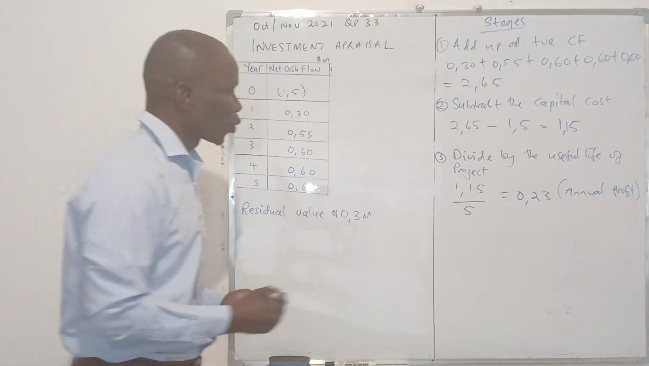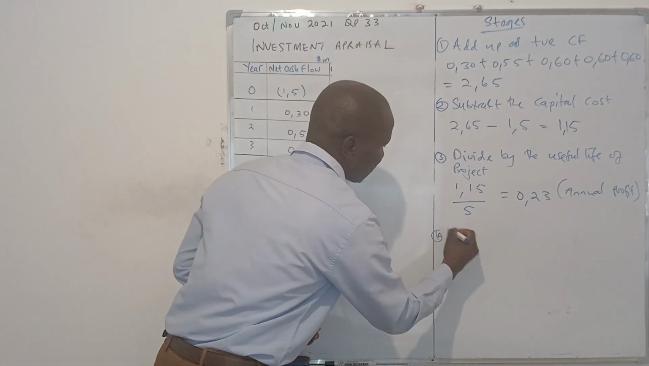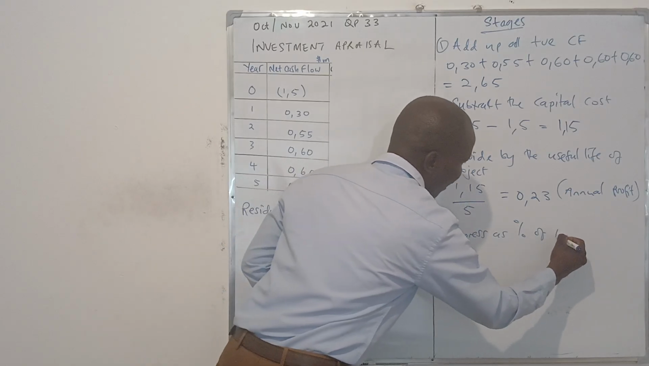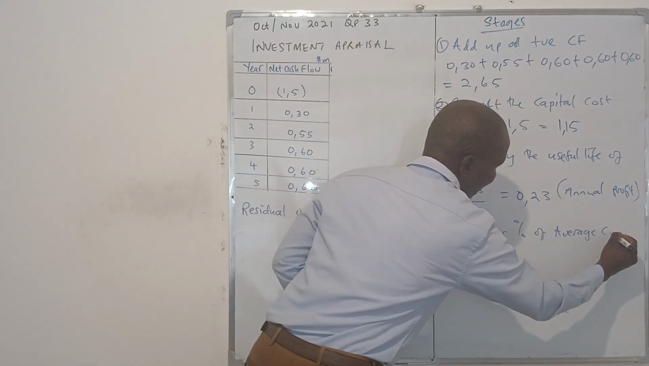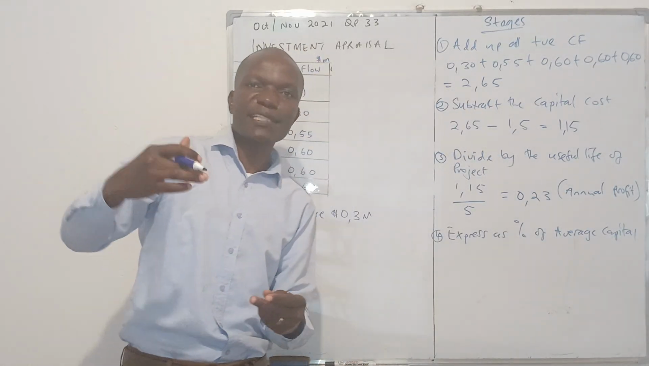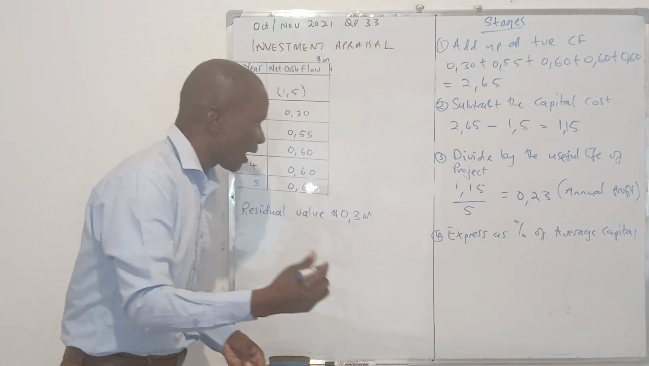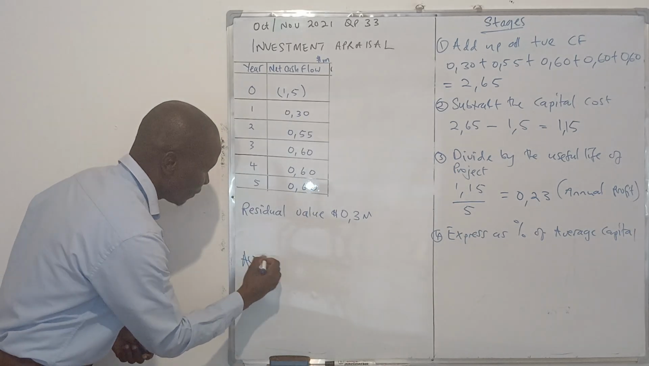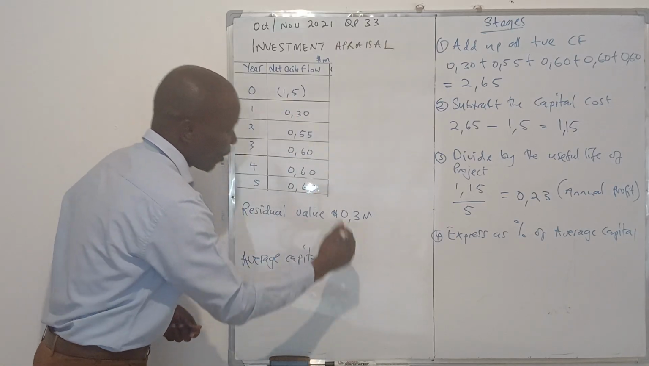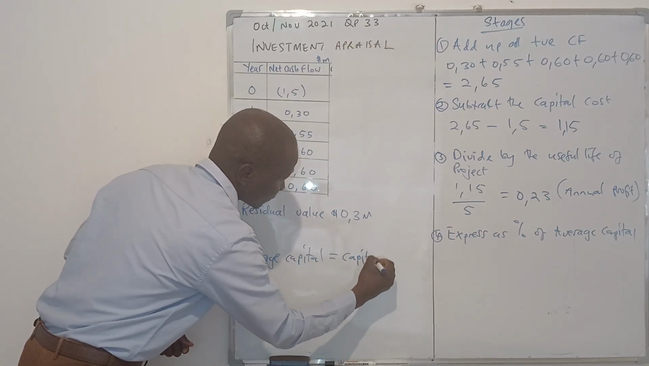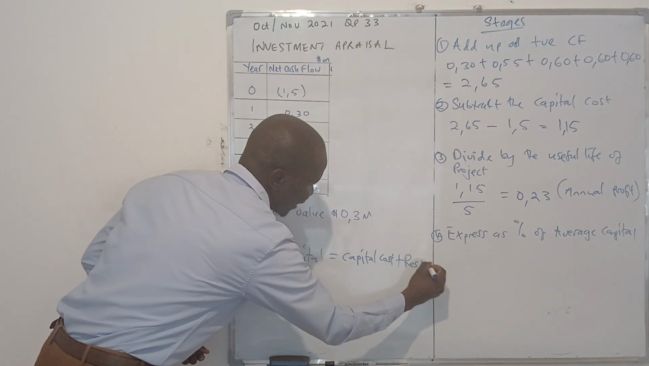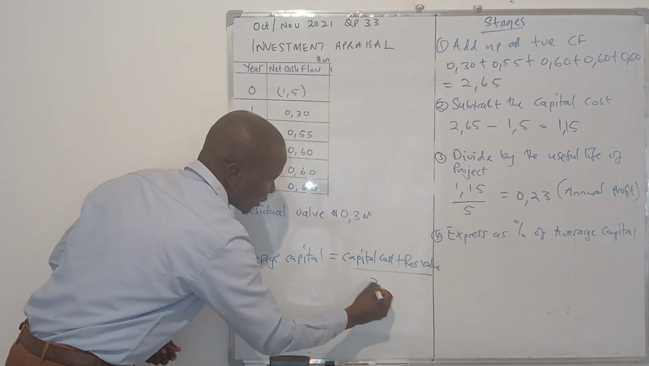After doing that, you go to the last stage, whereby you express that as a percentage of average capital. So this answer that we got here should be expressed as a percentage of the average capital. Now, what is average capital? Average capital is equal to the capital cost plus the residual value divided by 2.